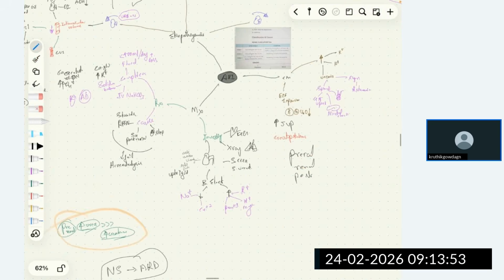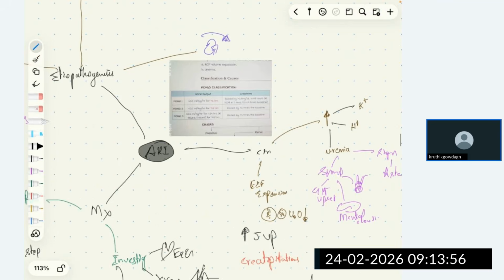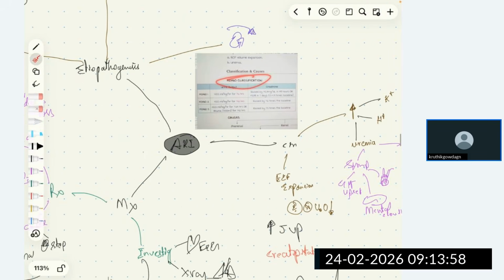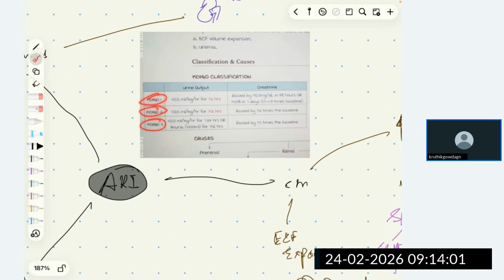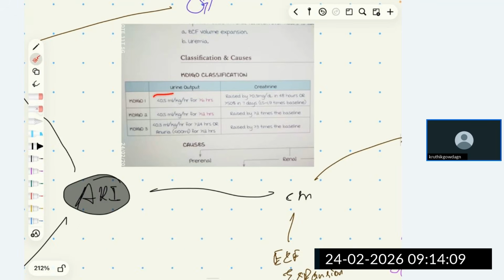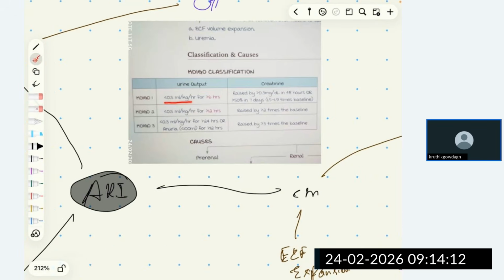The most important definition, more than this one, is the KDIGO classification. KDIGO has given 3 criteria to classify a patient as having AKI, according to urine output and creatinine. Coming to urine output, if a patient has less than 0.5 ml per kg per hour for more than 6 hours, associated with a rise in creatinine of more than 0.3 mg per dl in 48 hours or more than 50% in 7 days, it's considered as AKI.